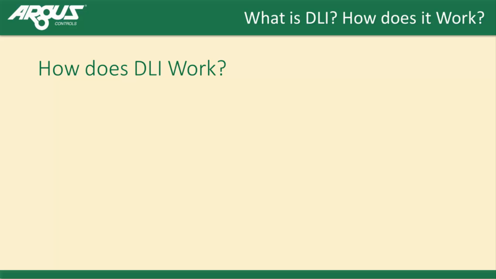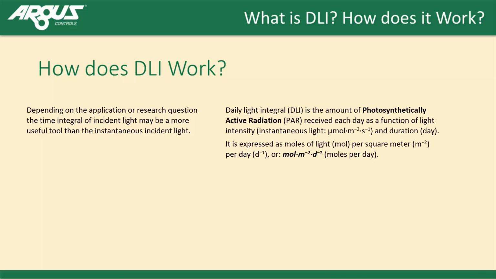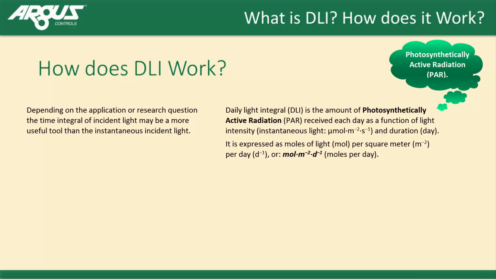Depending on the application or research question, the time integral of incident light may be a more useful tool than the instantaneous incident light. Daily light integral, or DLI, is the amount of PAR, or photosynthetically active radiation, received each day as a function of light intensity and duration. It is expressed as moles of light per square meter per day, or moles per day. DLI varies depending on latitude, time of year, and cloud cover.